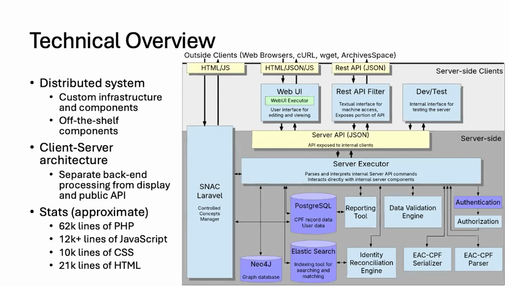Overall, it's a large code base with lots of moving parts. I did the math recently, and it looks like there's about 100,000 lines of code that helps keep SNAC working today.